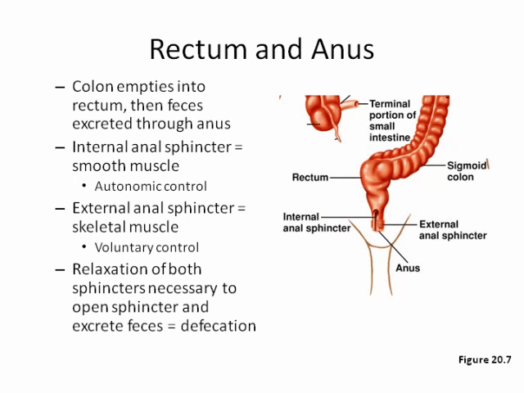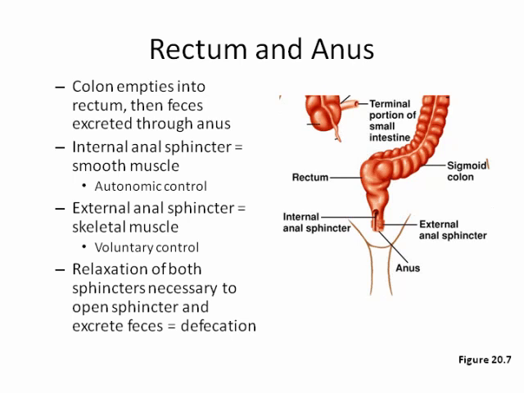The rectum and anus. The colon empties into the rectum, and then the feces are excreted through the anus. There is an internal anal sphincter, which is smooth muscle under autonomic control, which means, of course, that it is not capable of being consciously controlled. So it responds to the stretch or lack of stretch within the rectum.